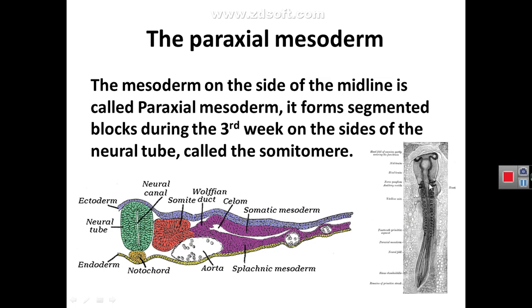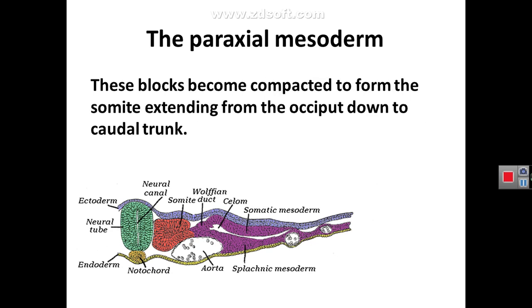This figure, although it is a chick embryo actually, but it simulates that of a human, shows the gross features of the somites, which are tissue blocks on the side of the midline, and here in the midline you can see the neural tube, and these are the somites that start to develop on the sides of the neural tube. So the somites will be formed as blocks of compacted paraxial mesoderm.